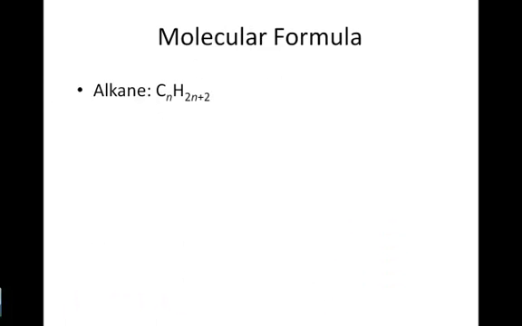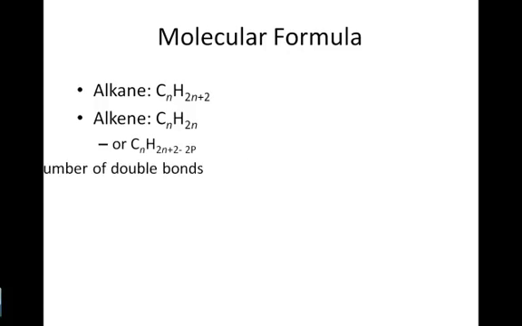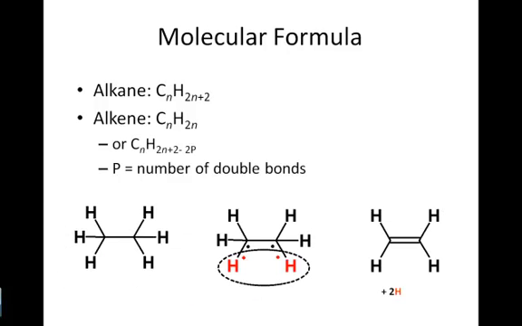Let's review a little bit about the molecular formulas. I've shown you this formula before for alkanes several times, and the general formula, remember, is CnH2n+2. I also told you that the general formula for an alkene is CnH2n, or in other words, you could say it's CnH2n+2-2p, where p stands for the number of double bonds. In other words, every time you make a double bond, you take away two hydrogens.